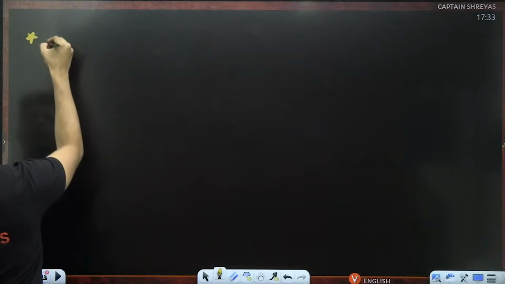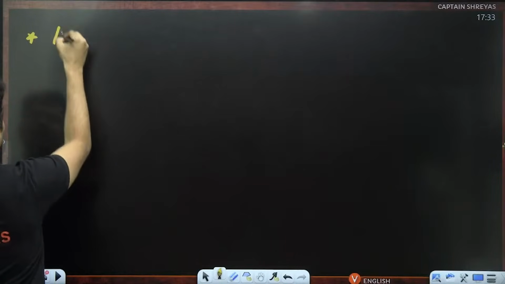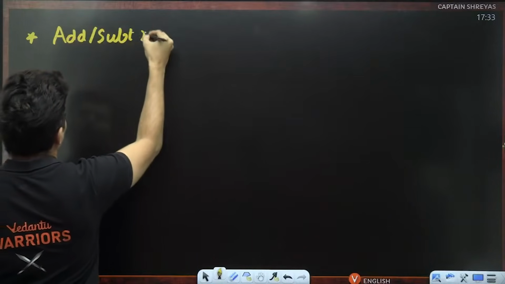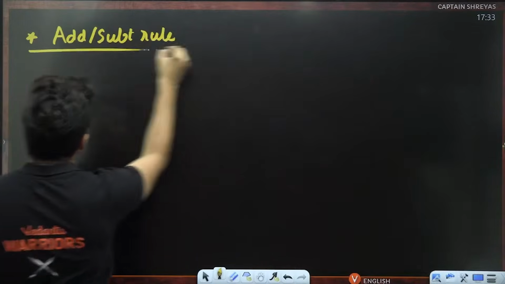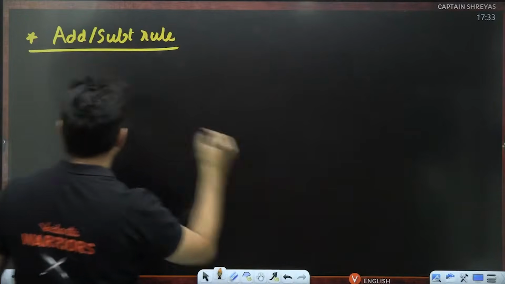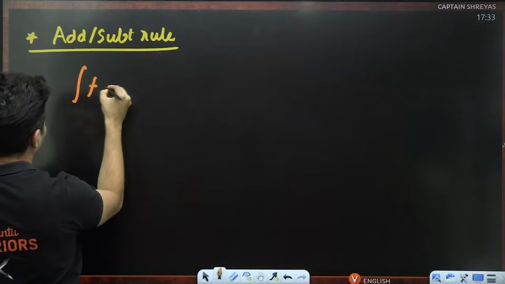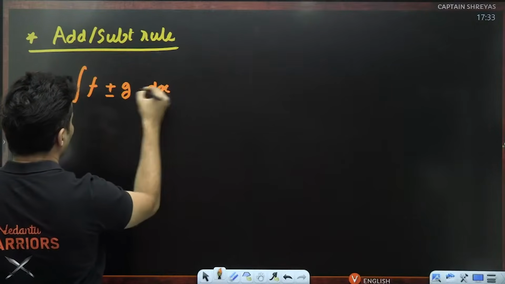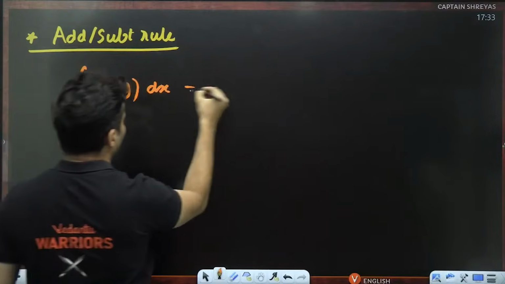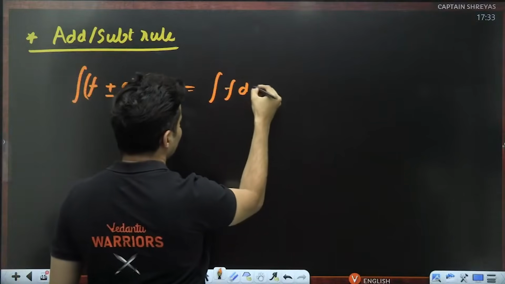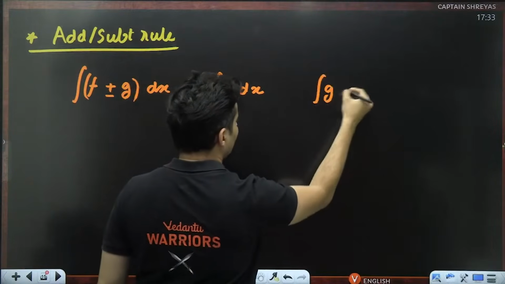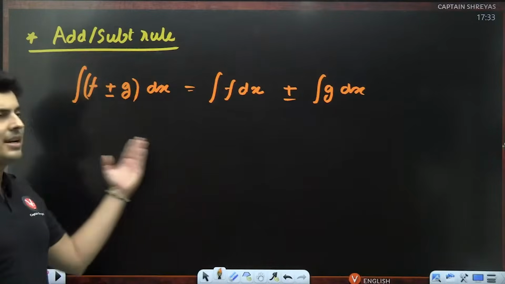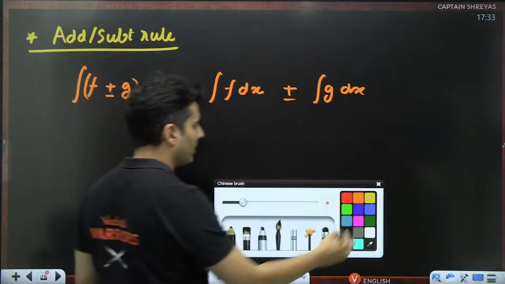Okay, let's see what it is. Very simple. So for adding or subtracting, what is the rule? It says that if you want to integrate a function plus or minus another function with respect to dx, then you integrate those functions separately, and then you add or subtract accordingly. It's just like derivatives, nothing great about it.